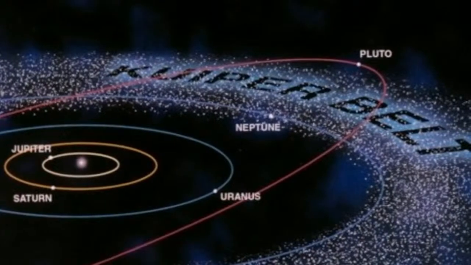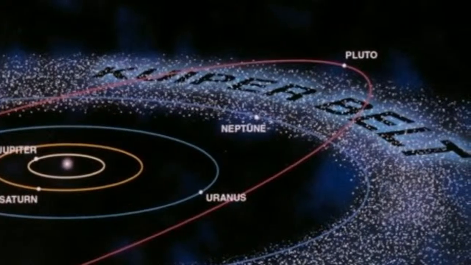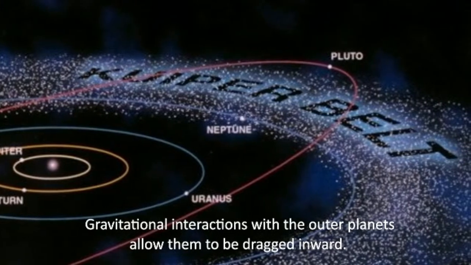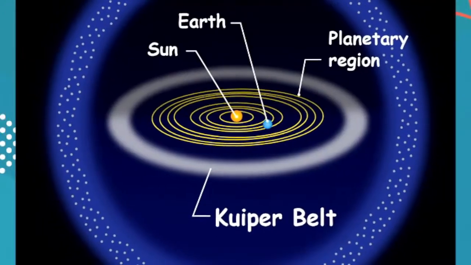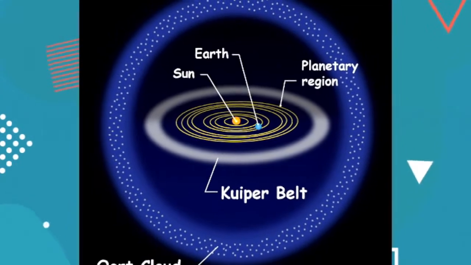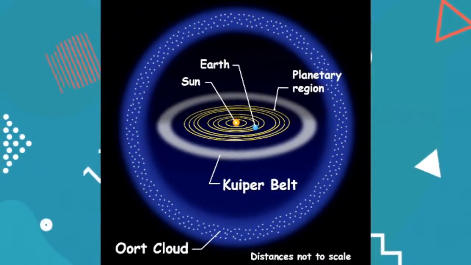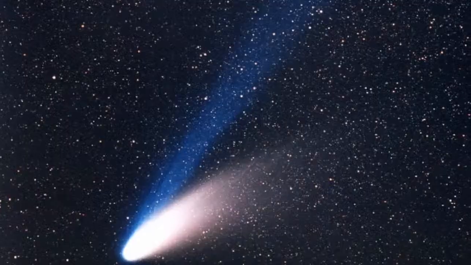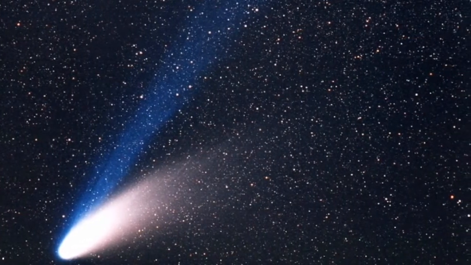Scientists think that short-period comets may have come from the Kuiper belt beyond Neptune's orbit, whose gravitational interactions with the outer planets allow them to be dragged inward. On the other hand, long-period comets are thought to come from the Oort cloud, which is very far and can be pulled inward by the gravitational pull of passing stars. The current number of known comets is 3,711.